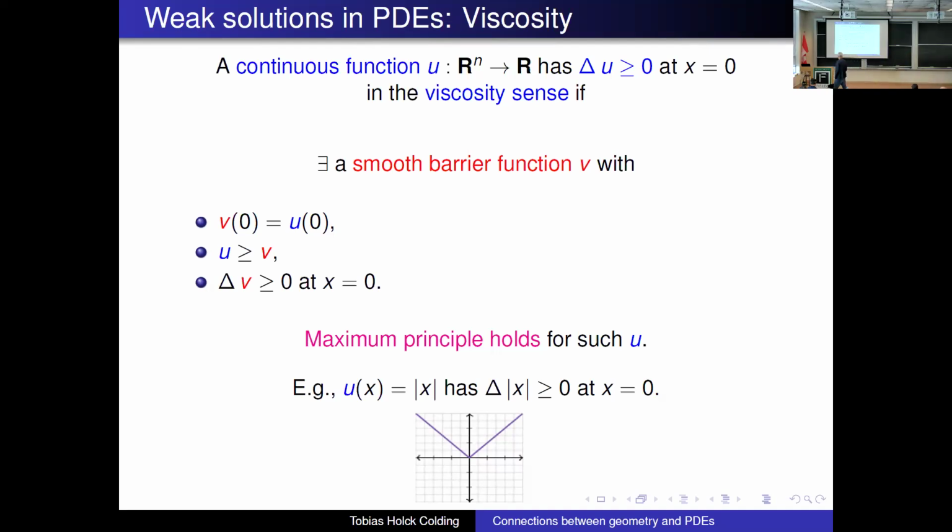And there are variations of this viscosity principle, and in fact, the one that is used here is a variation of this. This one really goes back to Calabi, and the one used here is a variation of Pierre-Louis Lions and Michael Crandall. But the key for viscosity is that viscosity solutions satisfy the maximum principle. That's the key.